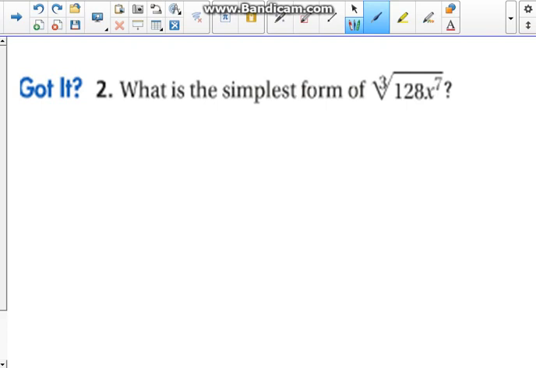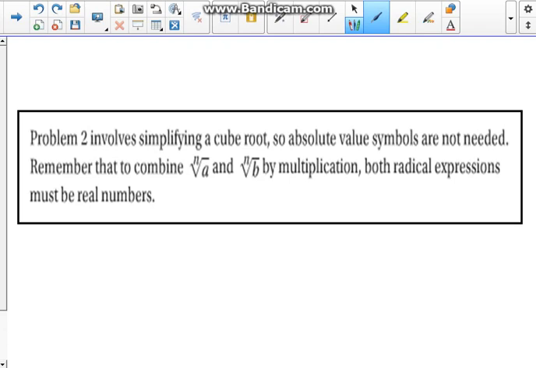Here's our got it for more practice. And pause the video if you'd like to work it. So in problem 2, it involves simplifying a cube root. So the absolute value symbols were not needed because it was cube, it was odd. We only put them on the even. So remember to combine the nth root of a and the nth root of b by multiplication. And both radical expressions must be real numbers.